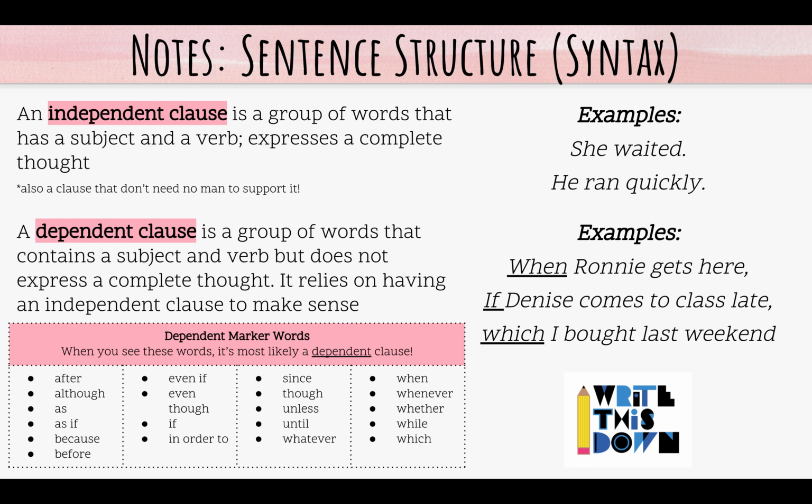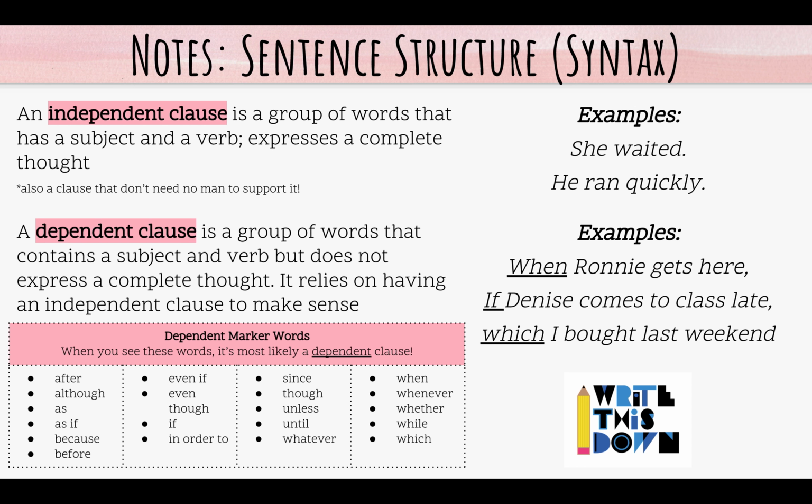So some examples are when Ronnie gets here, if Denise comes to class late, or which I bought last weekend. Okay, so all of these dependent clauses would rely on a second independent sentence in order for it to make sense. So for example, when Ronnie gets here, he is going to get a tardy slip. Or if Denise comes to class late, she will get another detention. Okay, so she will get another detention is a complete sentence, an independent clause.